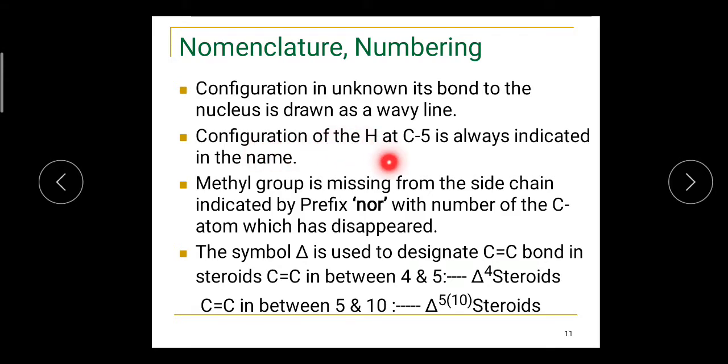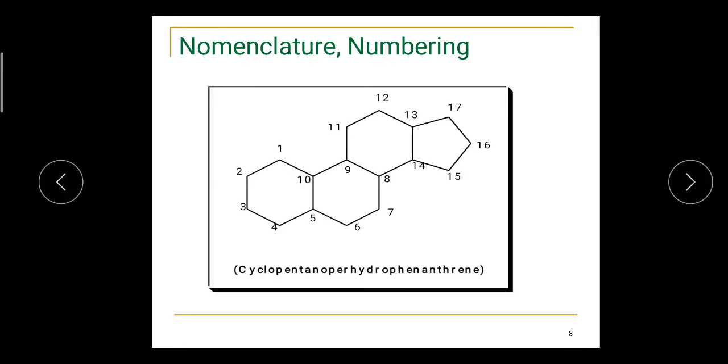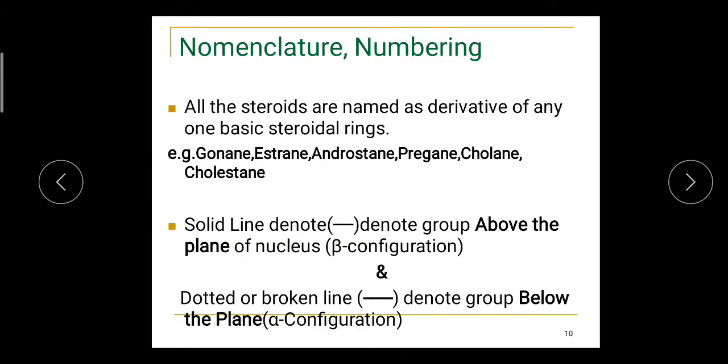The configuration of the hydrogen at C5 is always indicated in the name. Here is the C5 position, the hydrogen is attached to this 5 position. The configuration should be noted in the nomenclature of the steroidal nucleus.